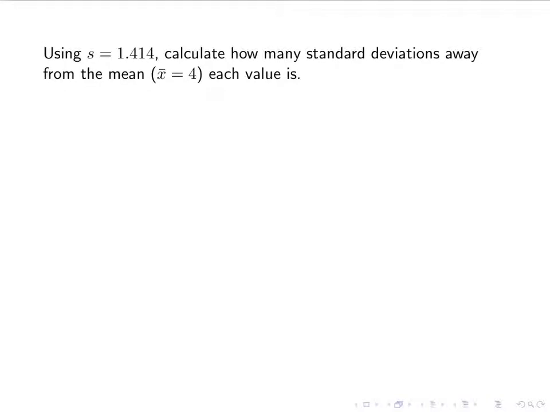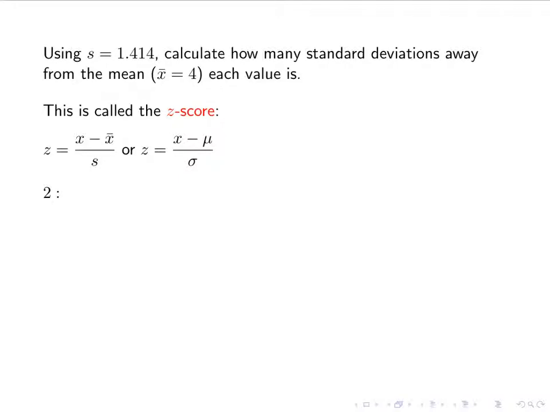So the next thing we're going to do is take our s and our mean that we just found, and calculate how many standard deviations away from the mean each value is. This is called a z-score, and we're going to see it come up again when we talk about normal curves. So the z-score is x minus x bar over s if I'm talking about a sample, or if I'm talking about a population, it's x minus mu over sigma. Either way, it is my value minus the mean divided by the standard deviation.